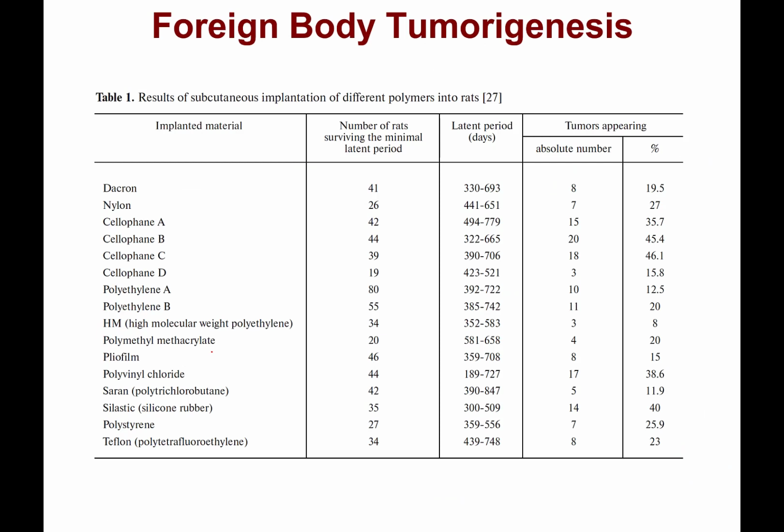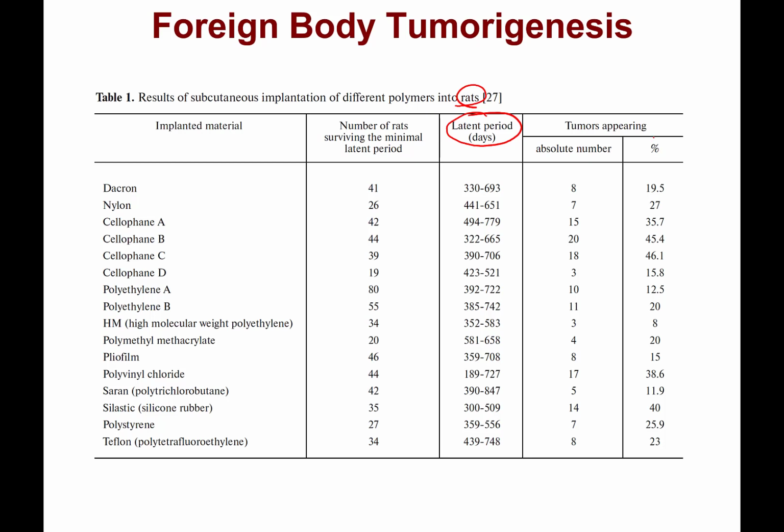This table summarizes some results from the published literature on foreign body tumorigenesis in rats. Here we can see a lot of different materials. These are all polymers: Dacron, nylon, cellophanes, which is a polyurethane, polyethylenes, etc. Many, many different polymers, and all of these have been noted to cause some tumorigenicity. Here you can pay attention to this latent period, in number of days. We're talking about roughly 1 year and up in terms of that latent period, and this is in rats.